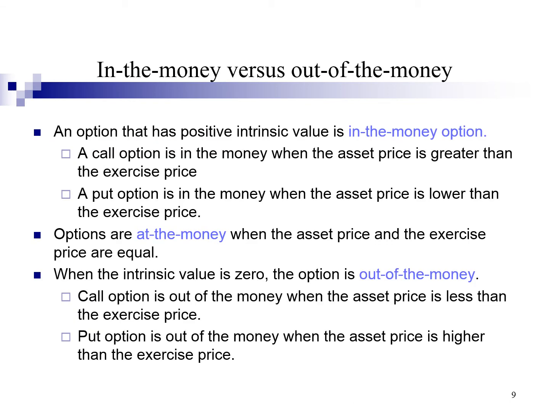An option is described as in the money when its exercise would produce profits for its holder. An option is out of the money when exercise would be unprofitable. An option that has positive intrinsic value is an in-the-money option. A call option is in the money when the asset price is greater than the exercise price. Conversely, a put option is in the money when the asset price is lower than the exercise price.